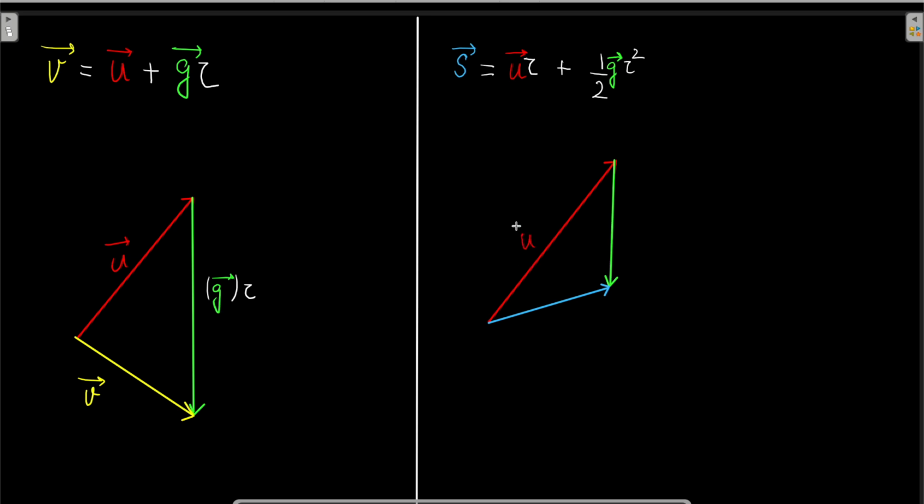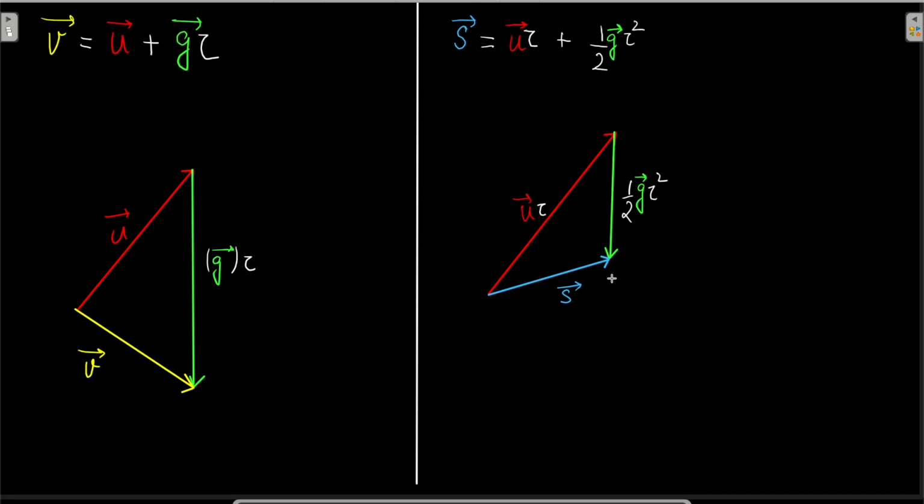This is u vector times tau. This one is half tau squared g vector, and the resultant is the displacement vector. Again, we have a triangle.